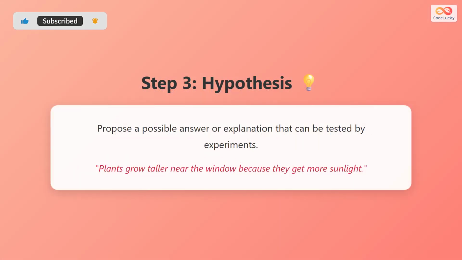Step 3 is forming a hypothesis. A hypothesis is your proposed answer or explanation for the question you asked. It's an educated guess based on what you already know or have observed. Importantly, a hypothesis must be testable, meaning you can design an experiment to determine if it's correct or incorrect. Using our earlier example, you might hypothesize that plants grow taller near the window because they receive more sunlight there. This gives you something concrete to test in your experiment.